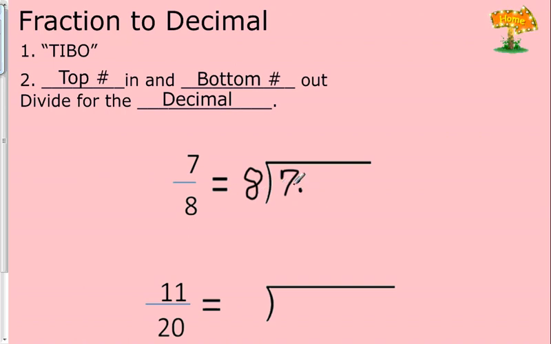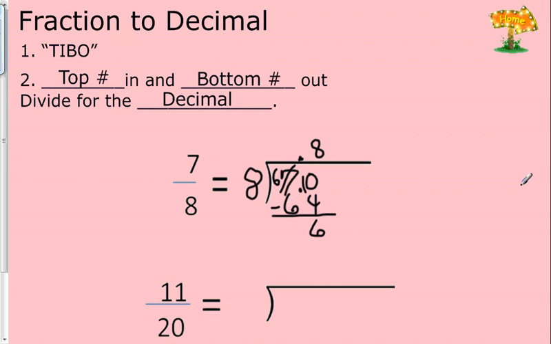8 cannot go into 7, so I have to add a decimal and a 0. Go ahead and bring my decimal straight up. It can't move anymore. 8 goes into 70 8 times. 8 times 8 is 64. So I'm going to put my 64. Now I have to subtract. 0 minus 4, I can't do that, so I'm going to have to borrow. That becomes a 6, and the 0 becomes a 10. 10 minus 4 has 6 left over. 6 minus 6 is 0.